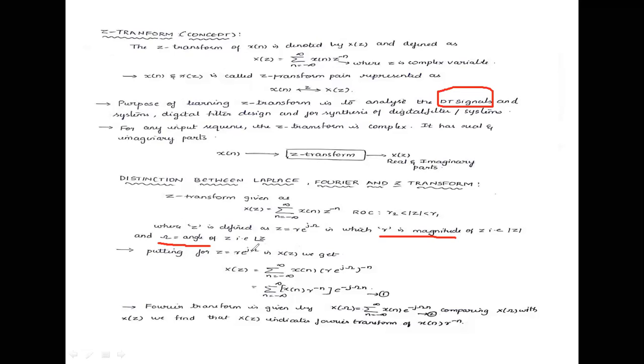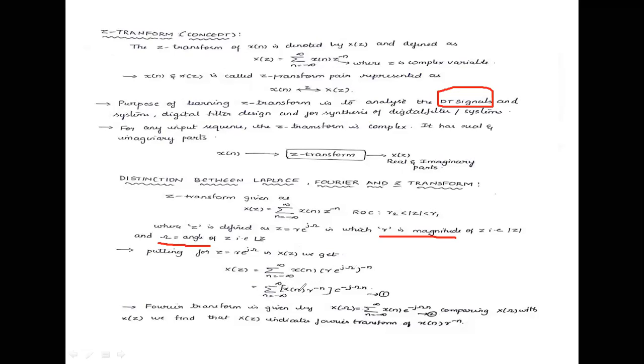And z is equal to r e power j omega. You can substitute this in the definition of the Z transform: sum of n is equal to minus infinity to infinity x of n r into e power j omega, to the power minus n. I replaced z with r e power j omega.